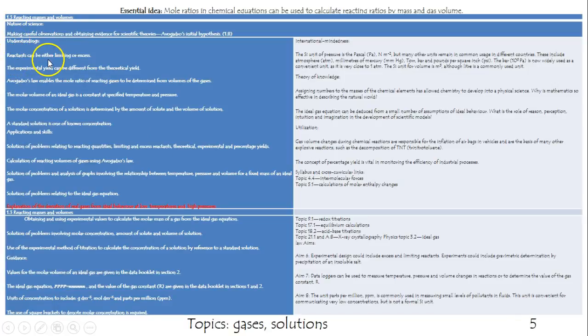Understandings. Reactants can be either limiting or excess, and so we'll do lots of problems on limiting and excess reactants. The experimental yield is something that we should know and how that varies from theoretical yield.